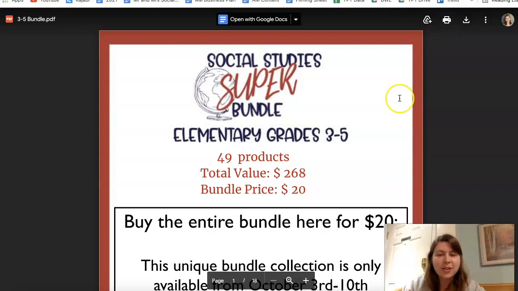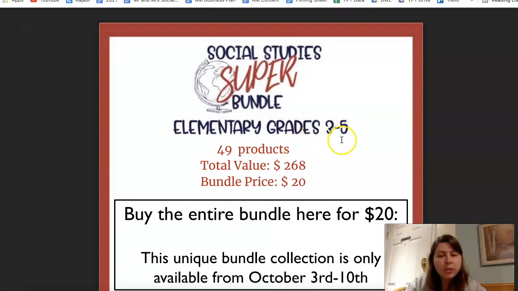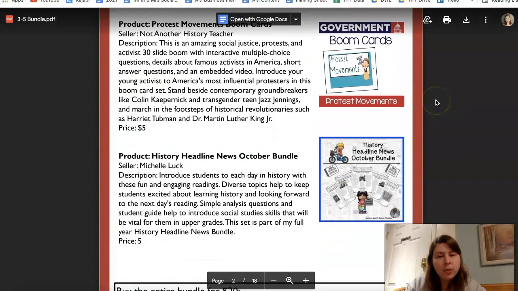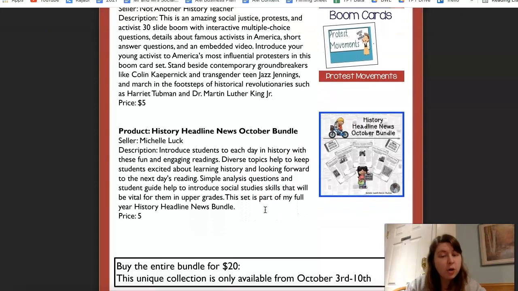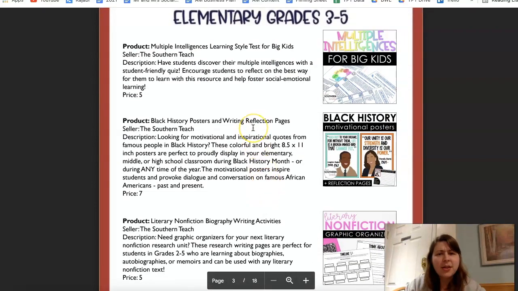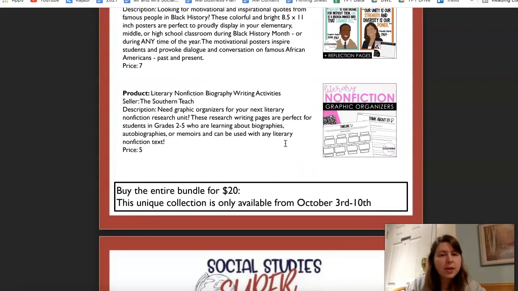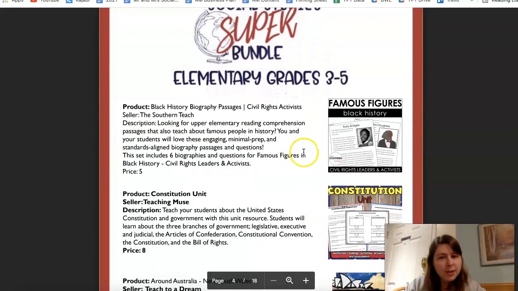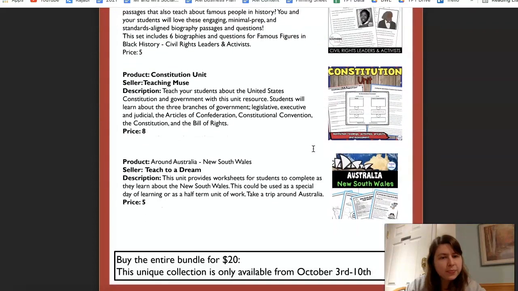And our last bundle we're taking a look at today has to do with the elementary grades 3 through 5, $268 value, but for $20. We've got some government boom cards here about protest movements. That's pretty interesting. History headlines. Ooh, specifically for October. Perfect timing. Multiple intelligences. Okay, that's super cool. Black History motivational posters. Literary nonfiction graphic organizers. Famous figures in Black history.